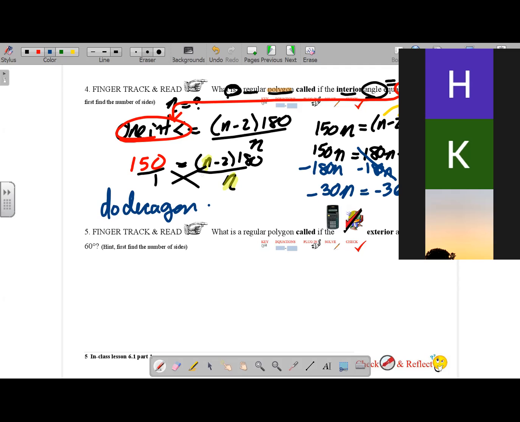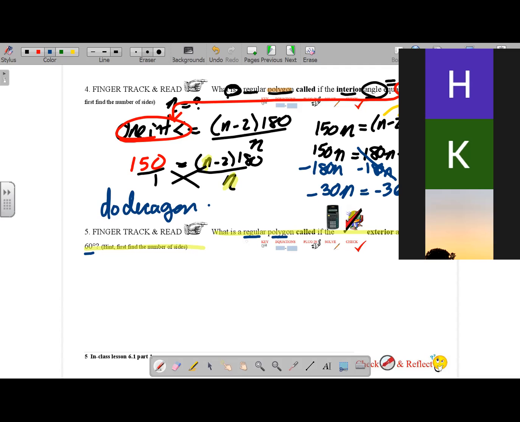We'll do it together. If this polygon is regular, what is the measure of the single exterior angle? Okay. Do you see the word? I'm sorry, we're on number 5, sir. I think you're on a different problem. Look on my screen, sir. Oh, sorry. Yeah. Finger, track, and read. What is the regular polygon called if the exterior angle equals 60 degrees? Okay, so regular poly.